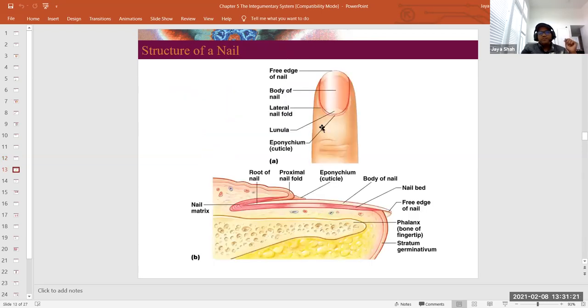If you look at the nail from the superficial view, this is the free edge. This is the body of the nail. This is the nail fold here. Then this is the cuticle, the posterior lining. And you see the white area? Look at your nail. That is called the lunula, L-U-N-U-L-A. Can you find the lunula in your nail? Look at your nail, everybody, please.